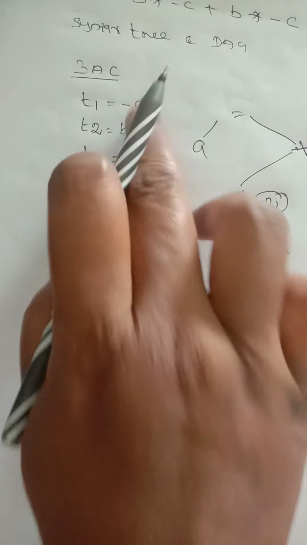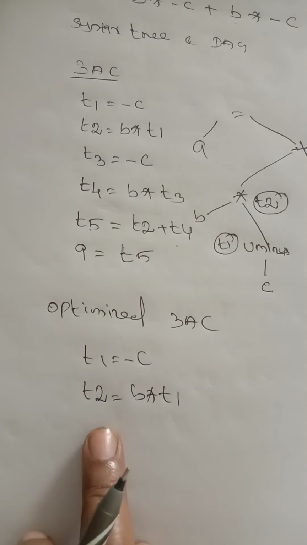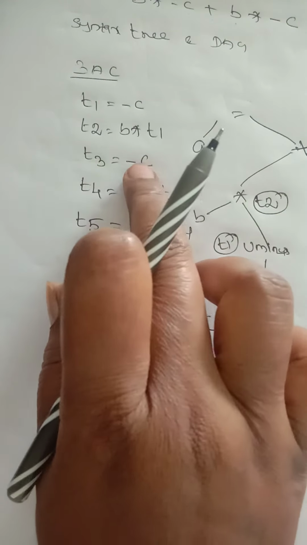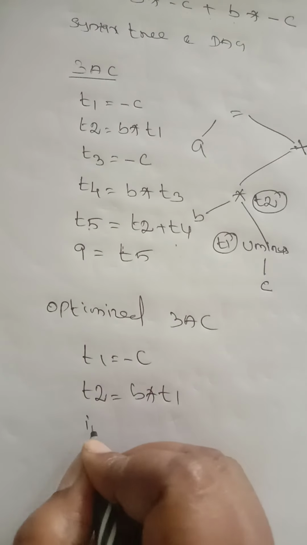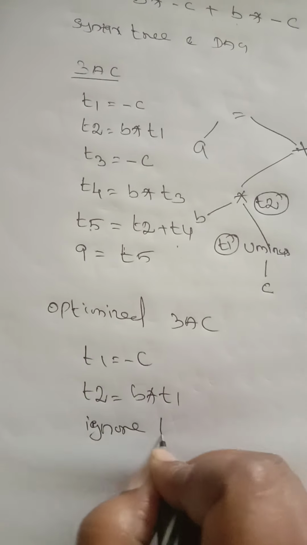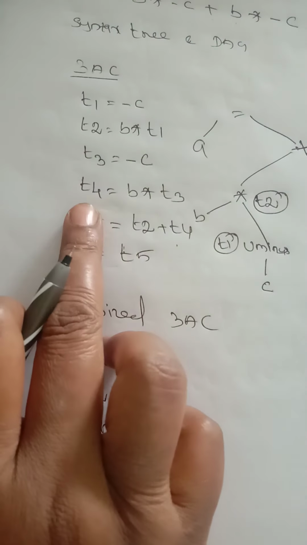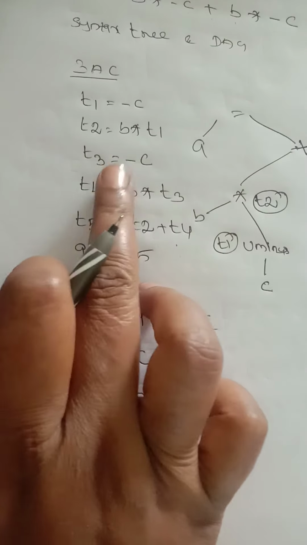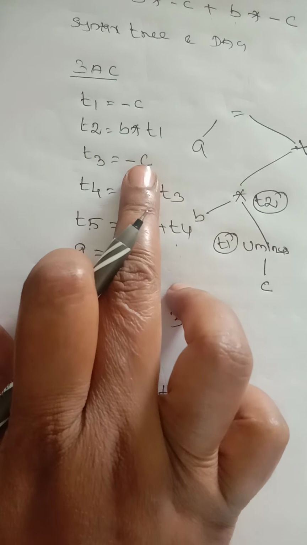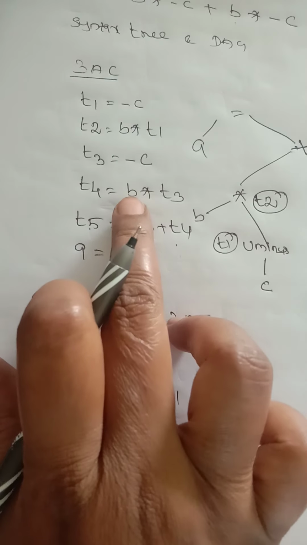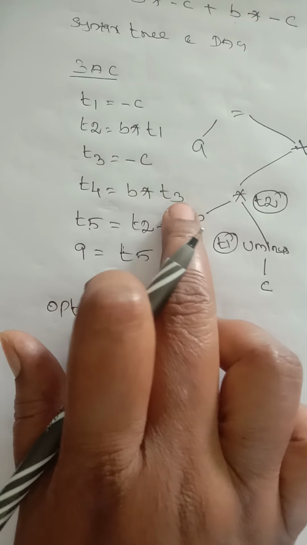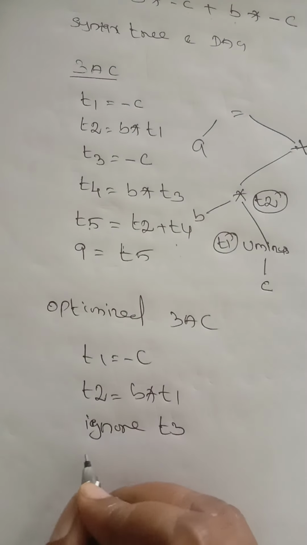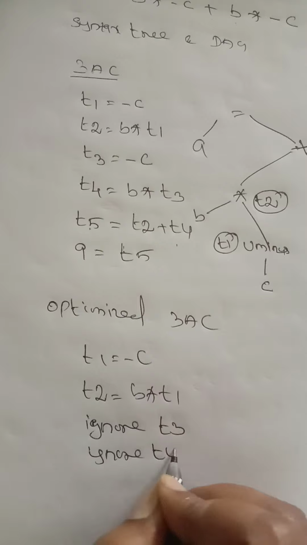T3 equal to minus C is already stored in T1. So there is no need to store the same value into another temporary variable. You just ignore the statement. Ignore T3. Then come to the next statement. T4 equal to B into T3. What is T3? T3 is minus C, so instead of T3 we have to use T1. So the statement is T4 equal to B into T1. B into T1 is already evaluated and stored in T2. So ignore T4.